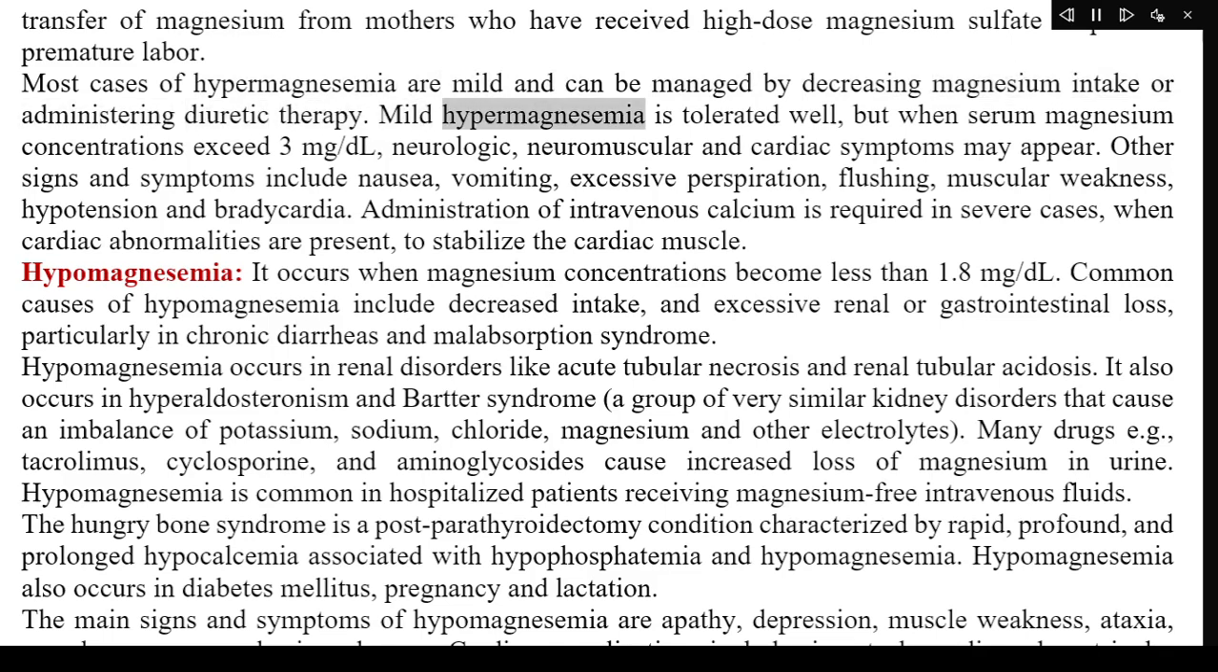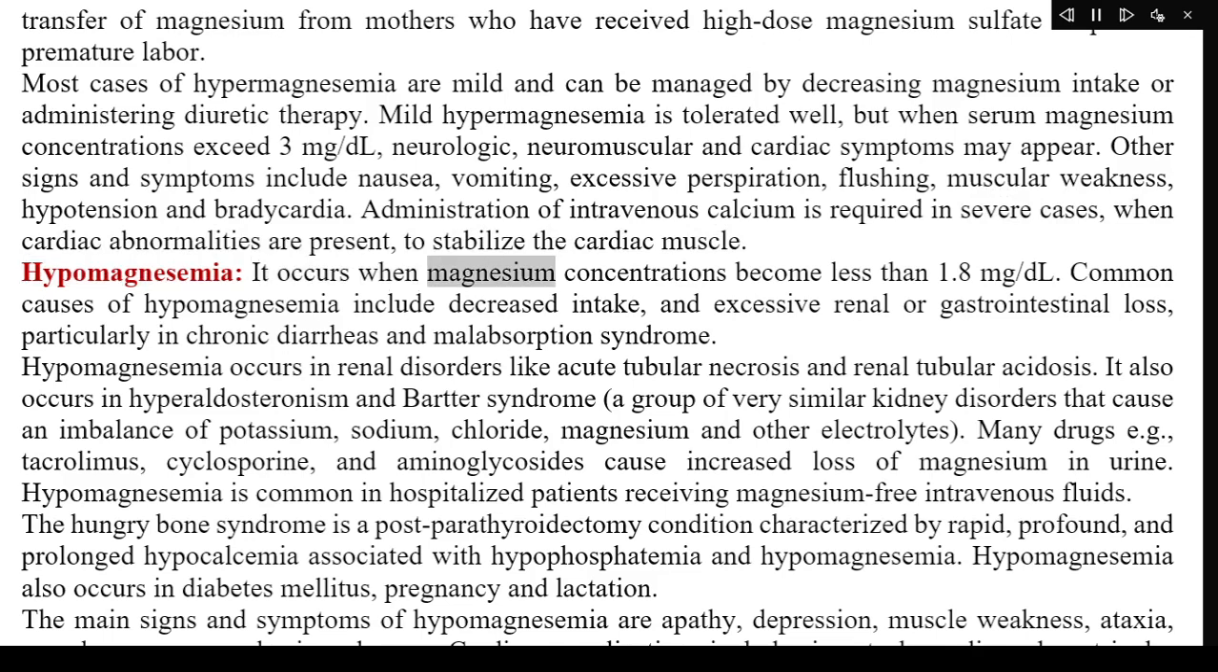Mild hypermagnesemia is tolerated well, but when serum magnesium concentrations exceed 3 mg/dl, neurologic, neuromuscular and cardiac symptoms may appear. Other signs and symptoms include nausea, vomiting, excessive perspiration, flushing, muscular weakness, hypotension and bradycardia. Administration of intravenous calcium is required in severe cases, when cardiac abnormalities are present, to stabilize the cardiac muscle.